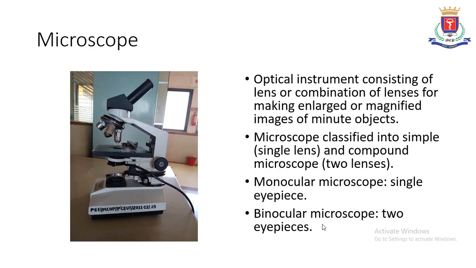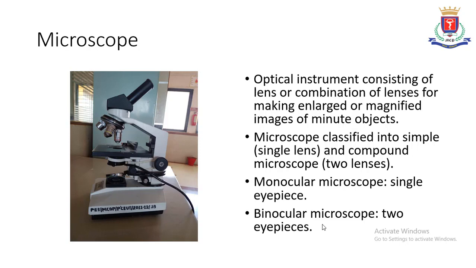So microscope can be defined as an optical instrument consisting of lens or combination of lenses for making enlarged or magnified images of minute objects. So the basic reason behind using microscope is enlargement of small objects. The microscope can be classified into two types.